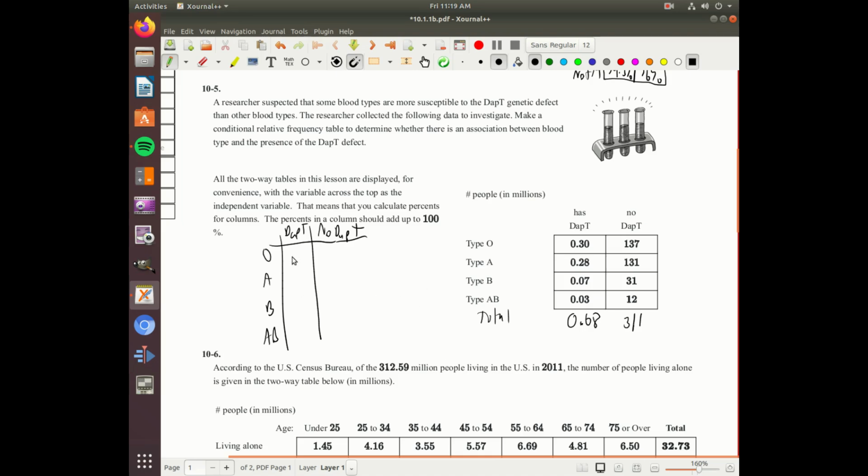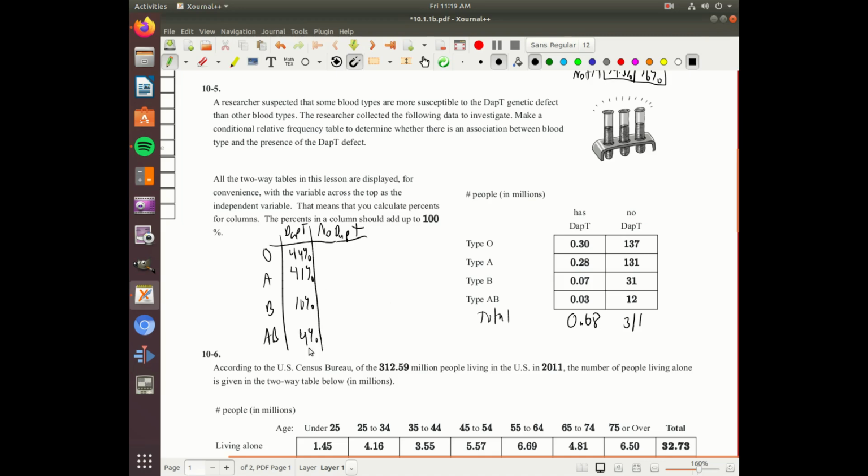So it's 44% here. We're going to divide 0.28 by 0.68. So you're going to get 0.4 or 41%. Hopefully we know we're moving the decimal by 2, right? So 0.07 divided by 0.68 is going to be 10%. And 0.03 divided by 0.68 is going to equal 4%.